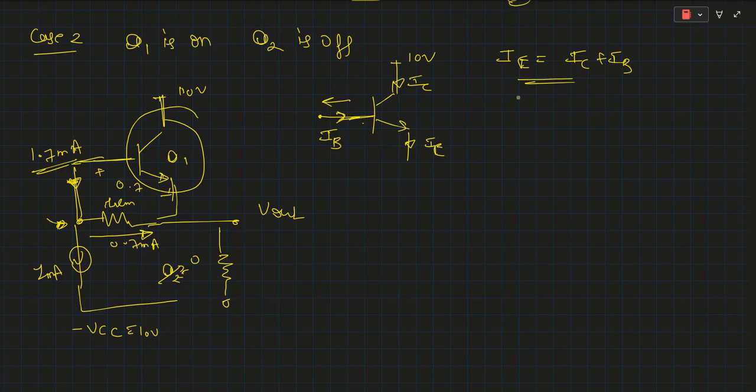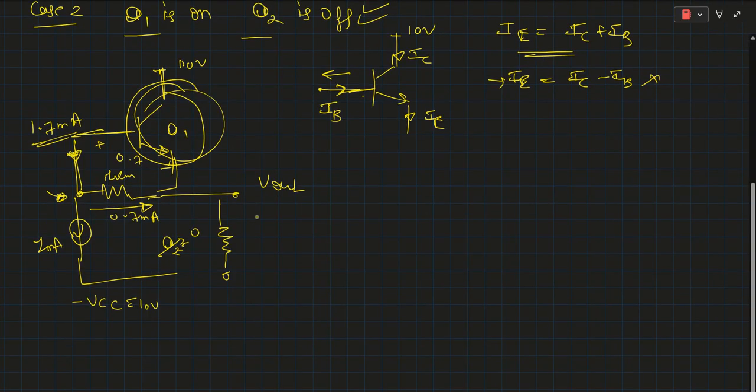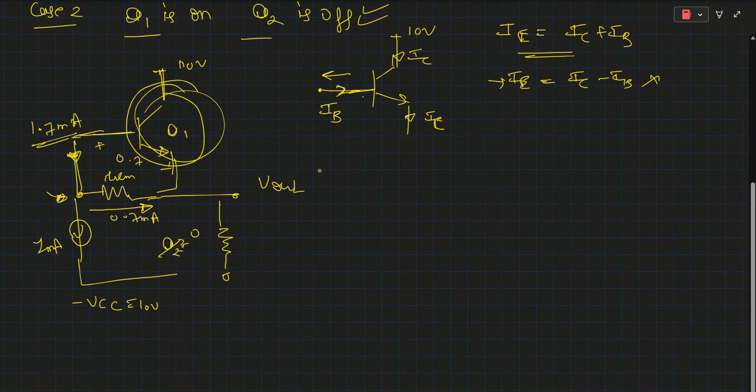If the base current is flowing in this direction, then IE becomes IC minus IB, which is not correct. So this possibility is also not correct. So Q1 on and Q2 off is also not correct, which will not give the Vout solution. Okay, so we will consider this case as well, as base current is flowing out of the NPN transistor.